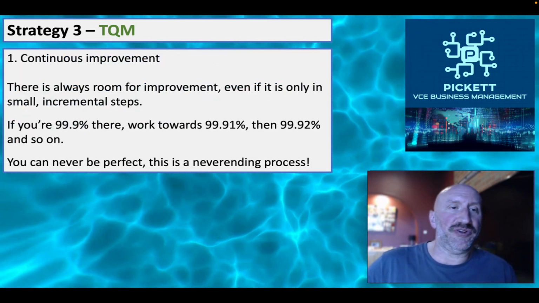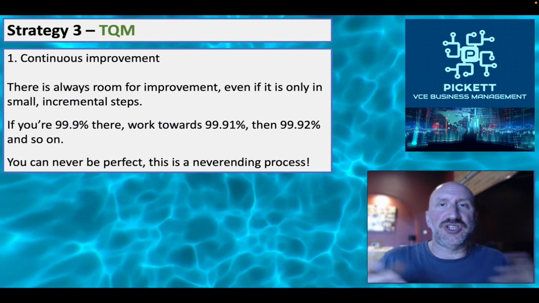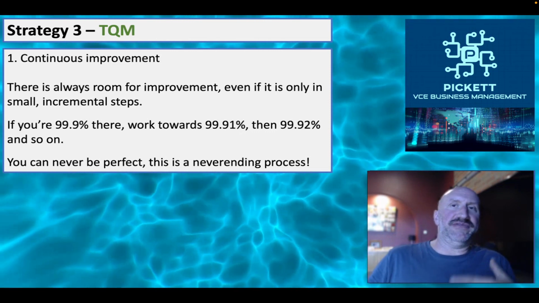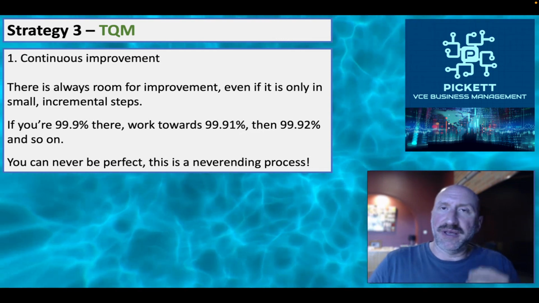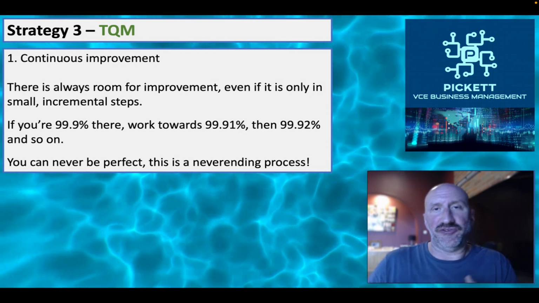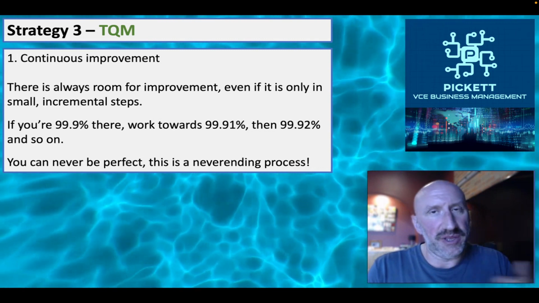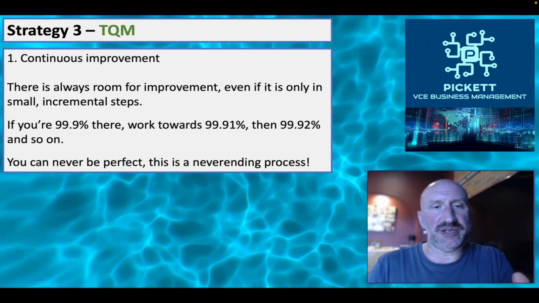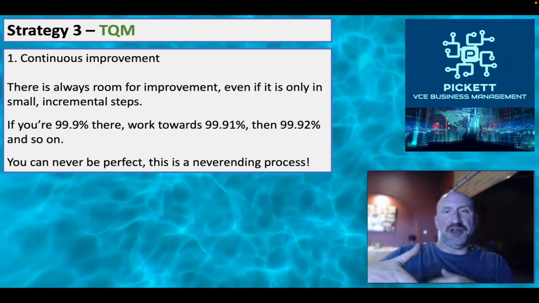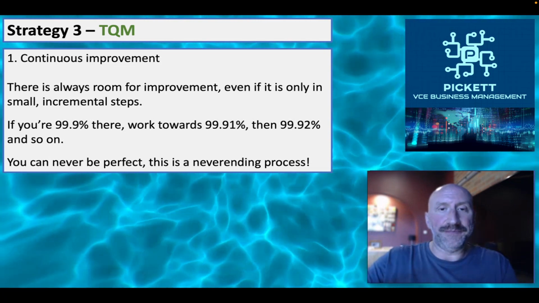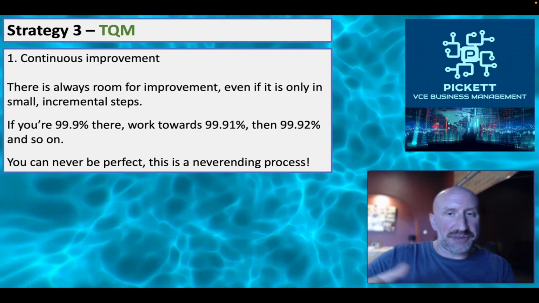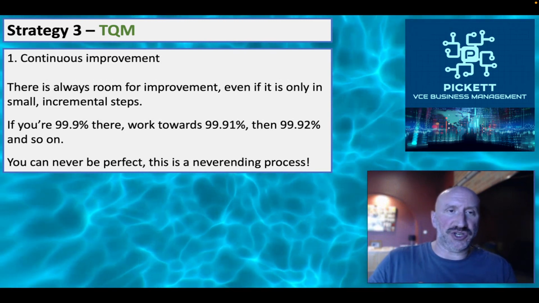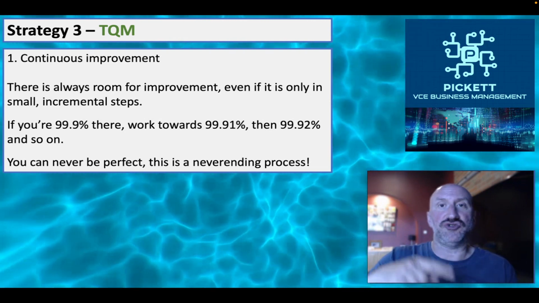What do we mean by continuous improvement? Very simply, perfection doesn't exist. There is always room to improve. Even if it's in tiny, tiny incremental steps, there's still the ability to improve. We can never reach perfection. We can never be perfect. If you are 99.9% of the way there, that's not 100. Then we're going to work towards 99.91. Then when we're there, 99.92, and then 99.93, and so on and so forth. You're never going to reach perfection, but we are continuously striving for it.